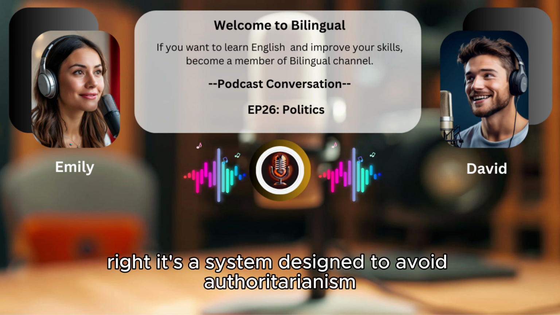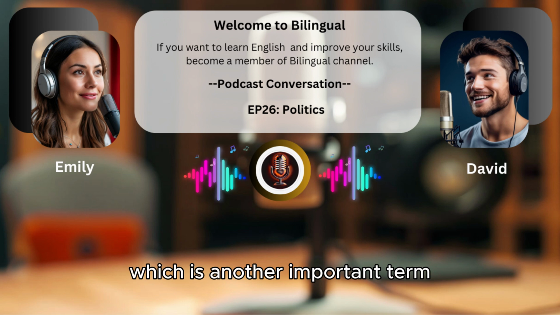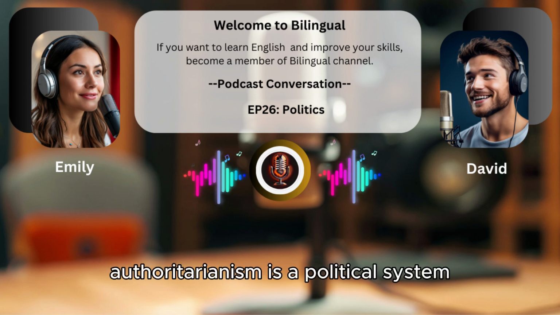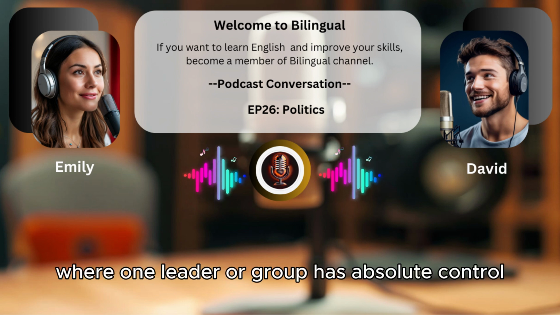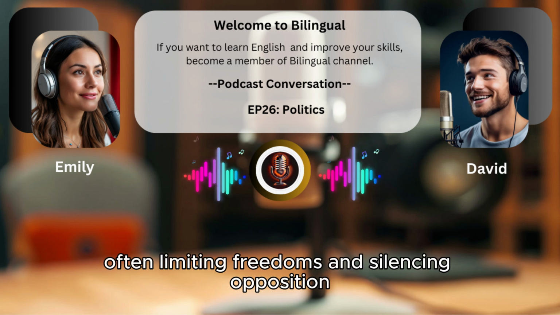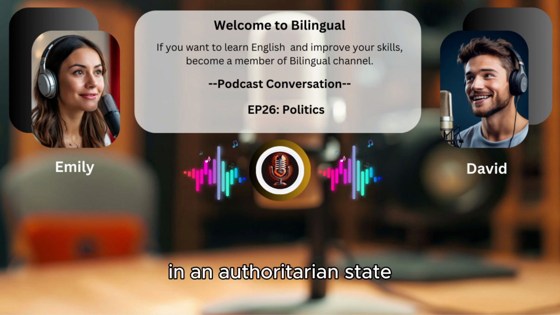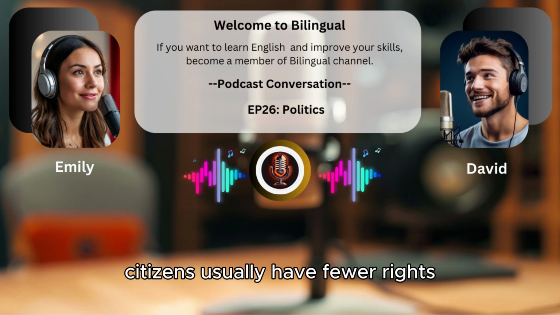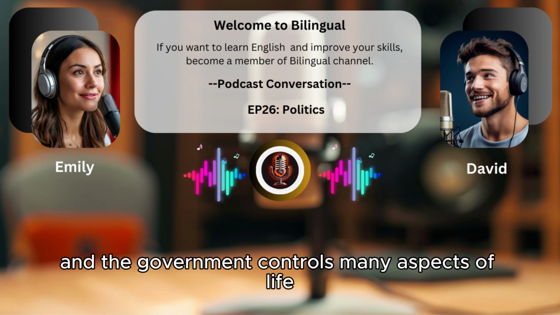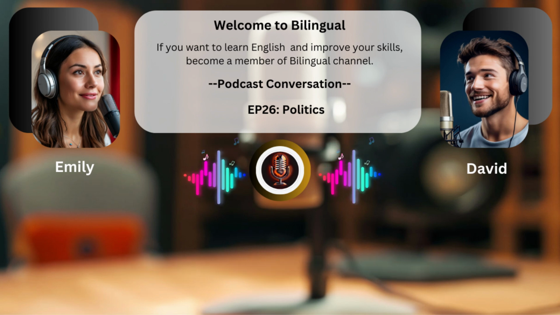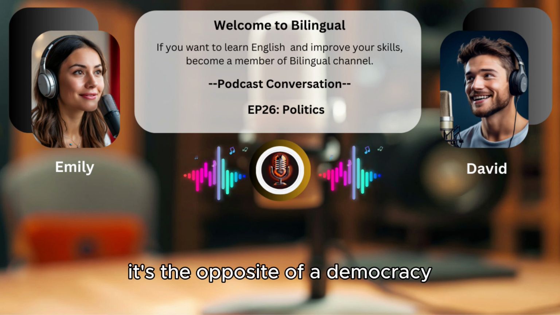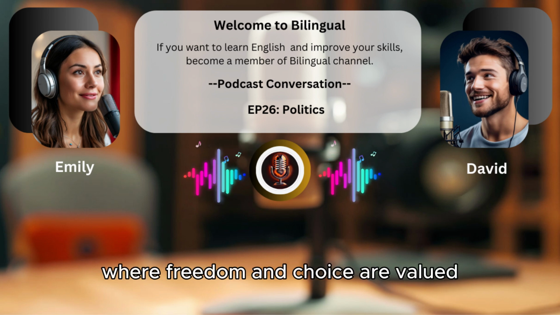Right. It's a system designed to avoid authoritarianism, which is another important term. Authoritarianism is a political system where one leader or group has absolute control, often limiting freedoms and silencing opposition. Exactly. In an authoritarian state, citizens usually have fewer rights, and the government controls many aspects of life. It's the opposite of a democracy, where freedom and choice are valued.